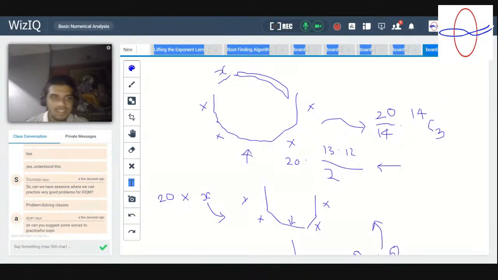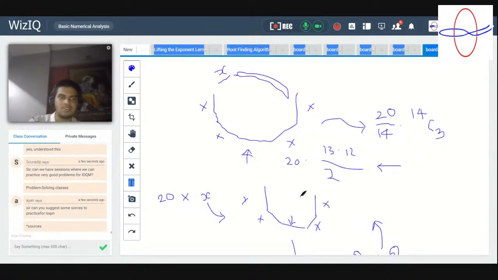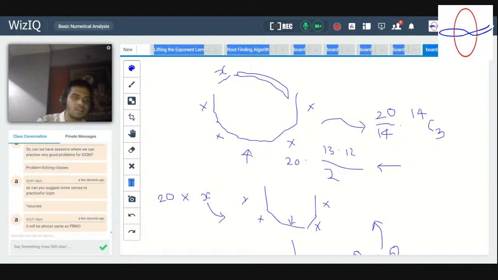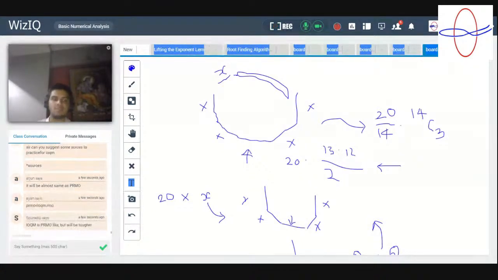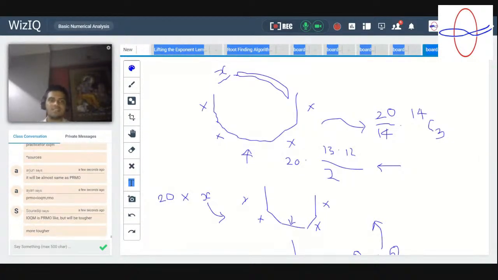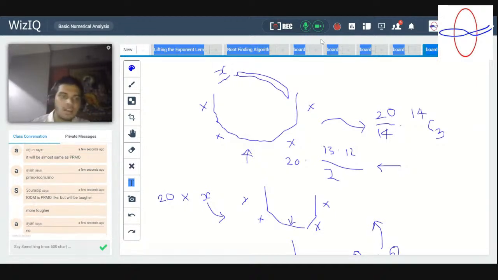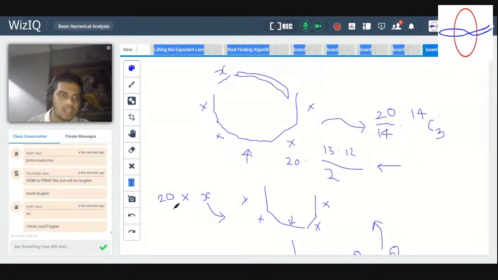Let me actually ask, because even I'm not sure what the level of IOQM is. Do you know whether it's more pre-RMO like or RMO like? It will be almost the same as pre-RMO. Okay, so if you're sure it's almost the same as pre-RMO, I'll check. Okay, so do one thing. Let me just check, and I'm not really sure of it, but I'll definitely ask both Anushka ma'am and let me just find out and I'll get back to it.